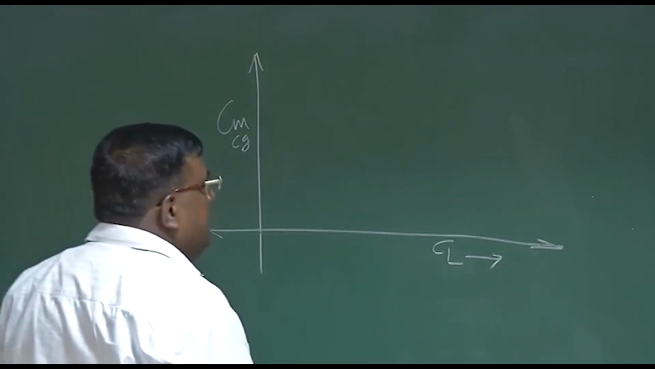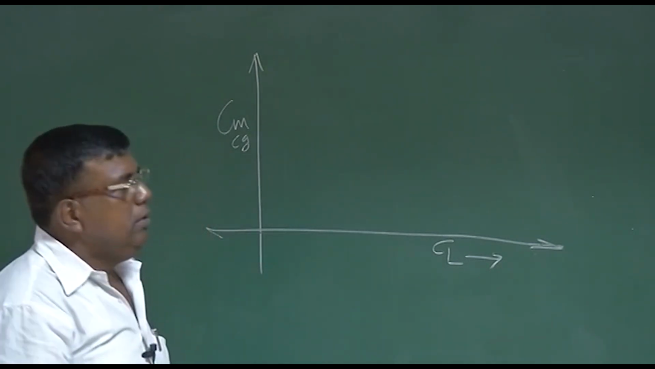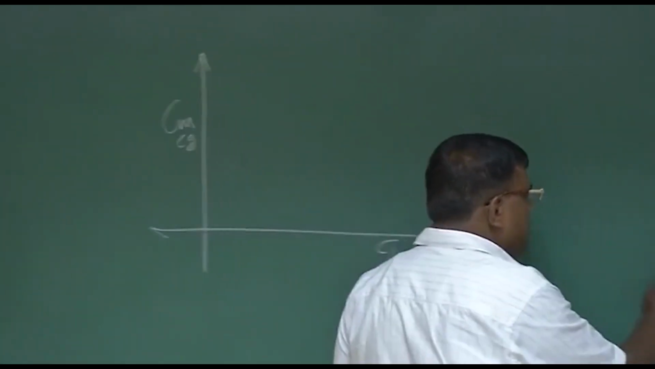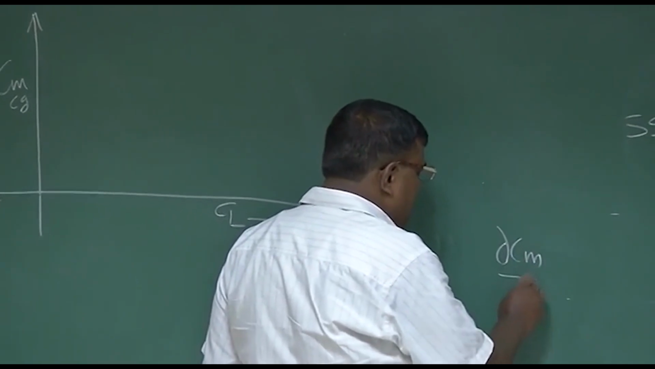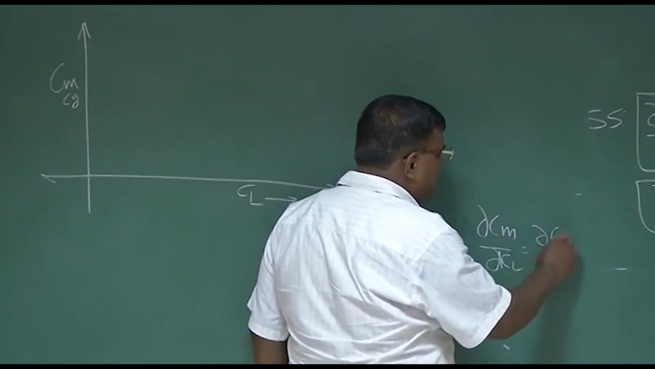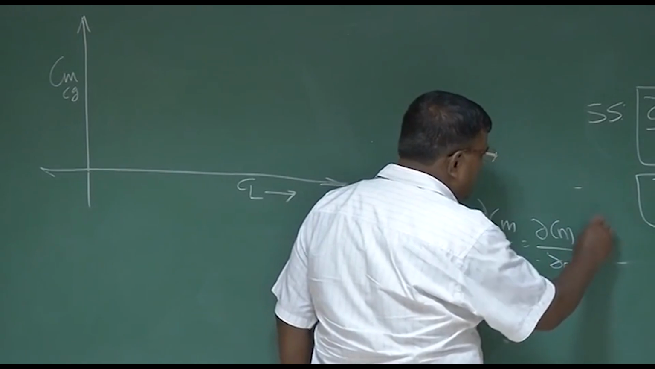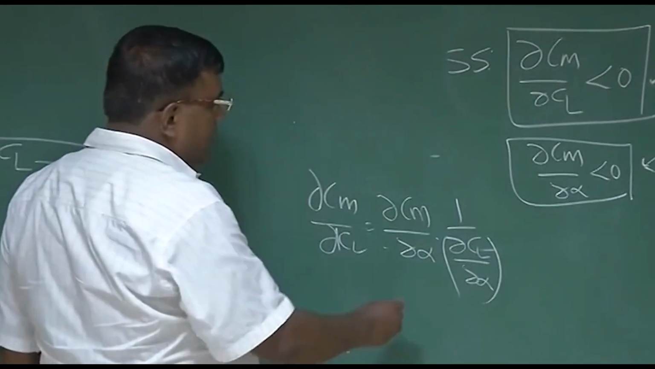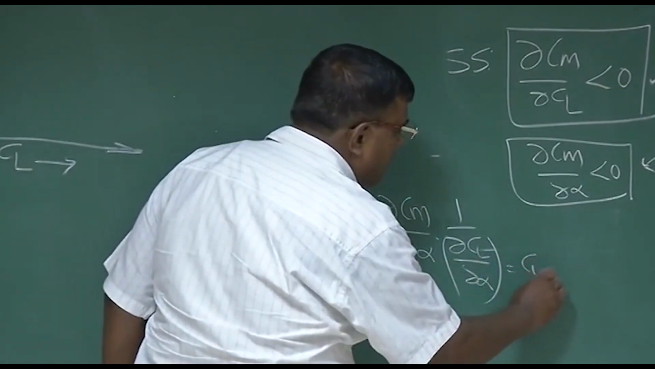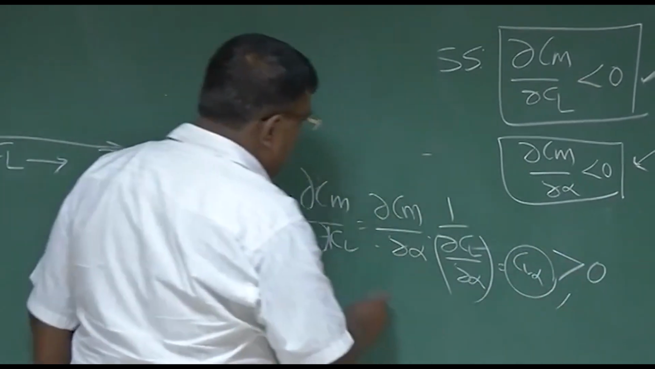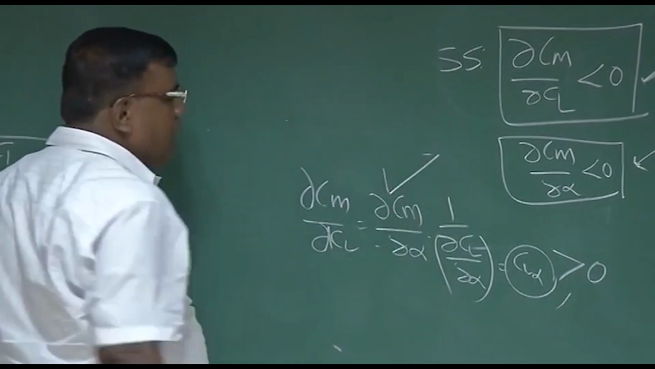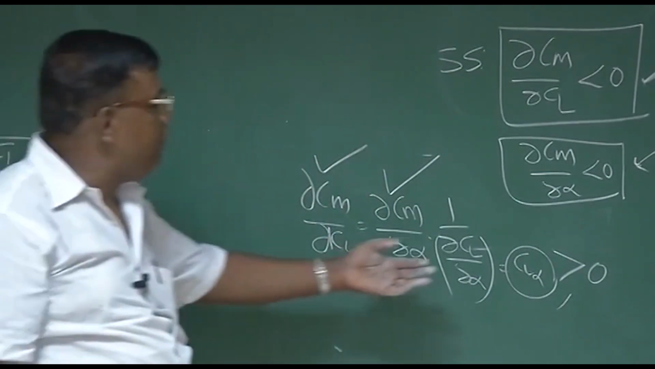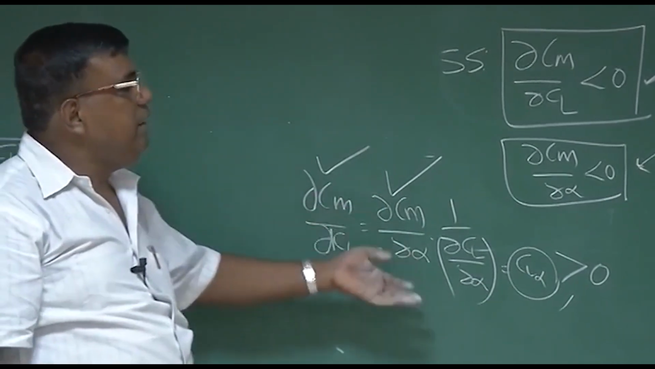For static stability, dCm by dCl should be less than 0, which is equivalent to dCm by d alpha less than 0. You can see this: dCm by dCl, I can write as dCm by d alpha into 1 by dCl by d alpha in a linear domain. dCl by d alpha is CL alpha, which is always positive. So whatever sign dCm by d alpha has, dCm by dCl also will have the same sign. This is a positive number, so it is just scaling, that's all.